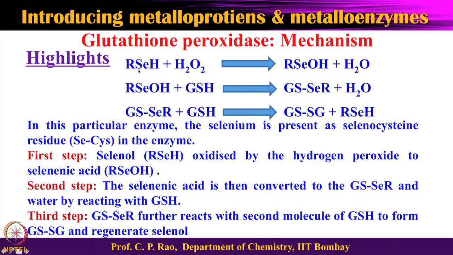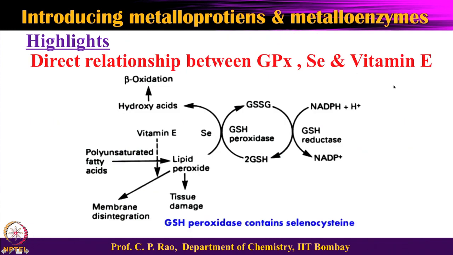So, basically RSeH plus H2O2 gives the selenol. So, this is like a thiol, and this is equivalent to the acid, and this will make the Se-S, the oxidized form of the selenol, and this is further reduced by glutathione. So, glutathione and glutathione peroxidase, GSSG plus RSH. Therefore, selenium is involved in all this in glutathione peroxidase.